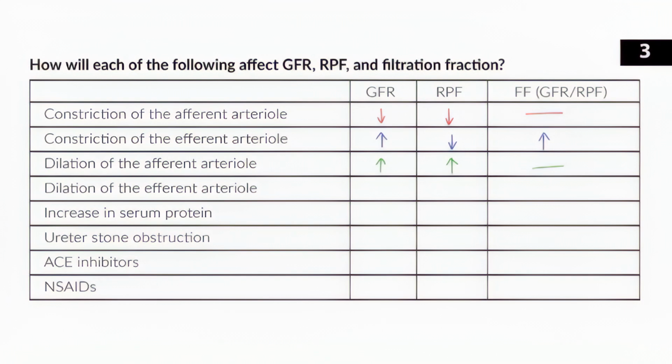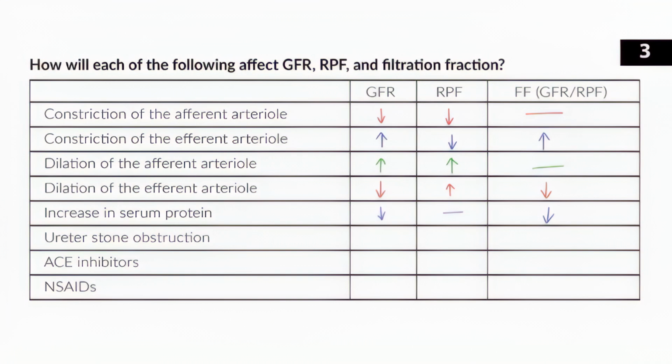Dilation of the efferent will decrease GFR, increase renal plasma flow, and decrease filtration fraction. Now, increase in serum protein. Let's think about what's going on here. With higher protein content in the blood, that osmotic load of the protein is going to keep fluid in the vessels, so less plasma is going to escape. So an increase in serum protein will decrease GFR for that reason, but it's not going to do anything to the renal plasma flow. So the net result here would be to decrease the filtration fraction.